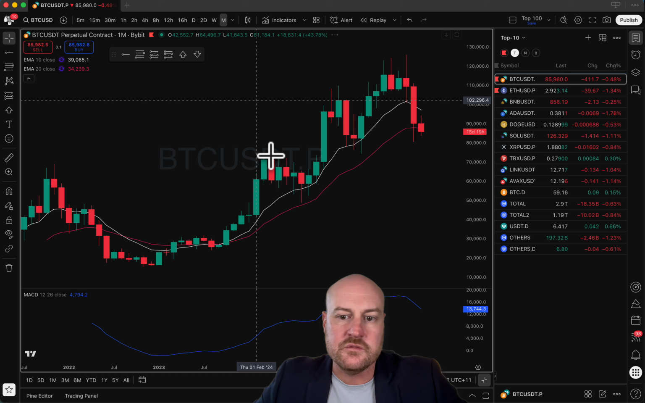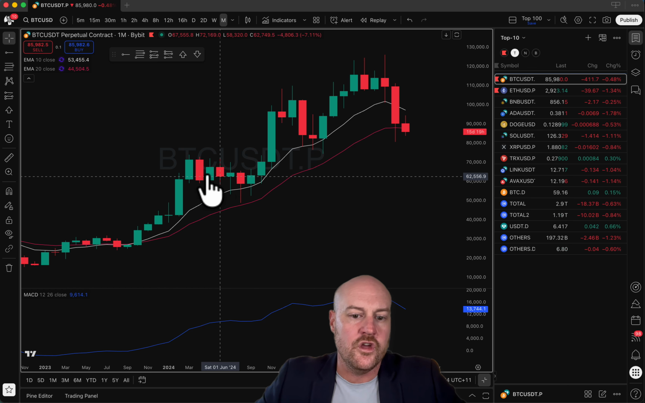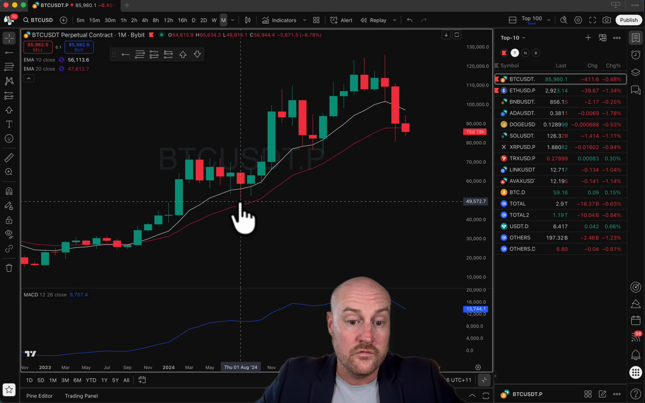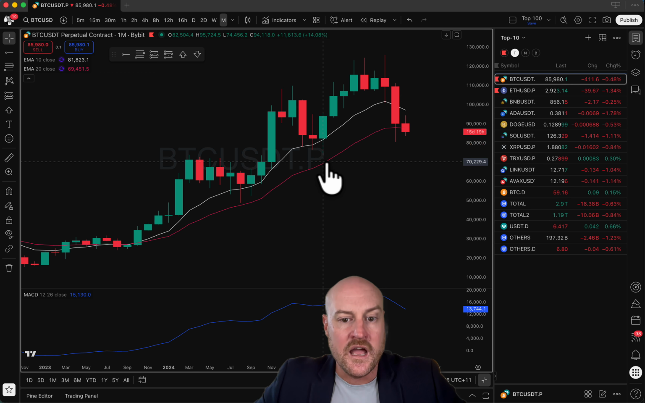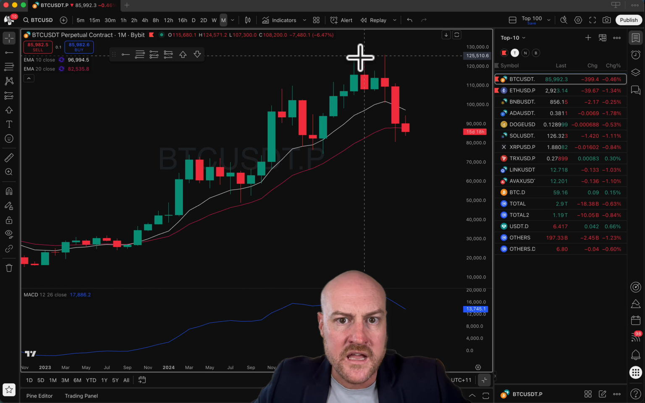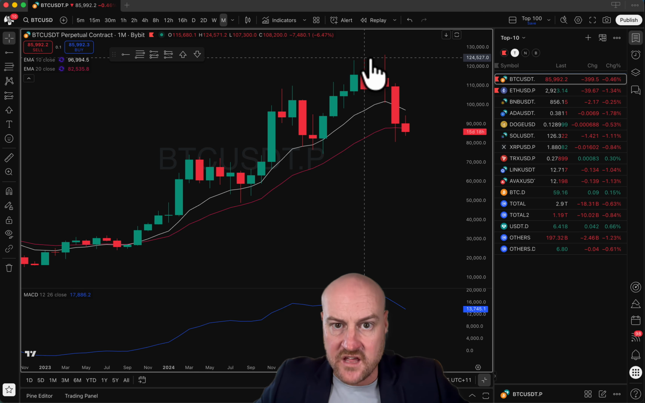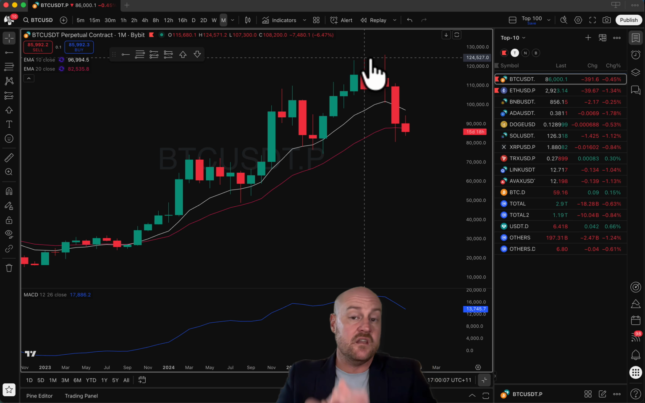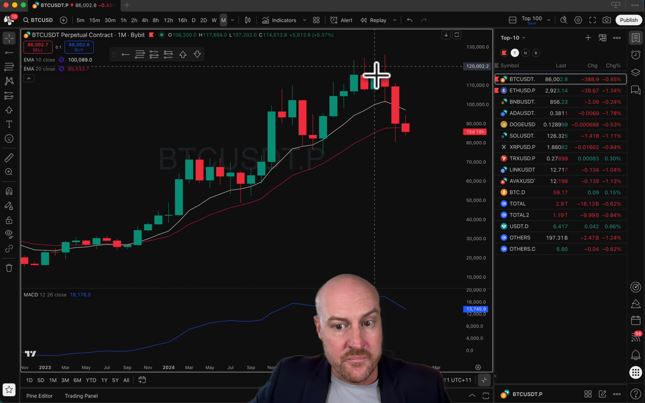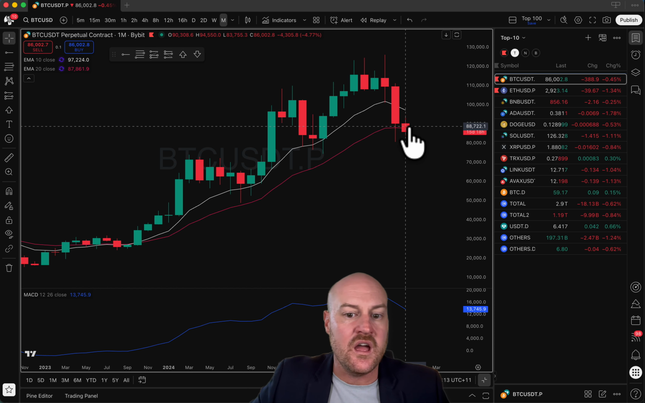If I come across here to my monthly chart on Bitcoin, what you will notice again is a series of higher low right here, higher high, higher low right here, higher high. From this higher low to this higher high, we have the definition of an uptrend. This monthly chart right here on Bitcoin is in an uptrend. The pullback is now back into this region where I consider to be a good place to be buying.